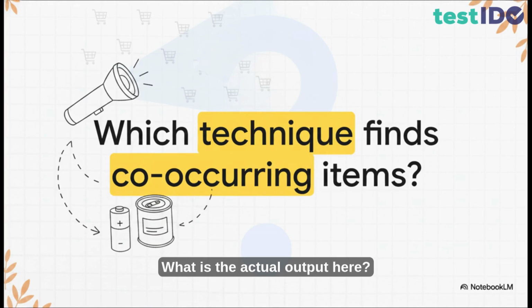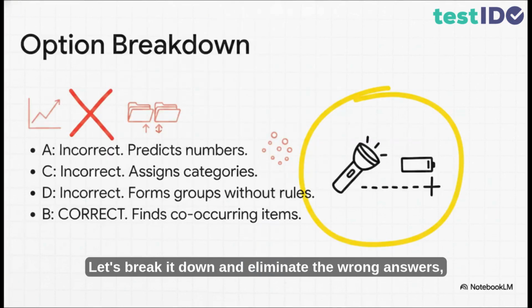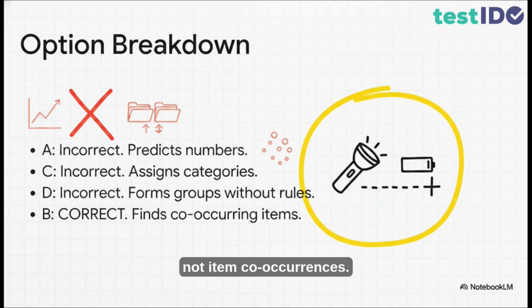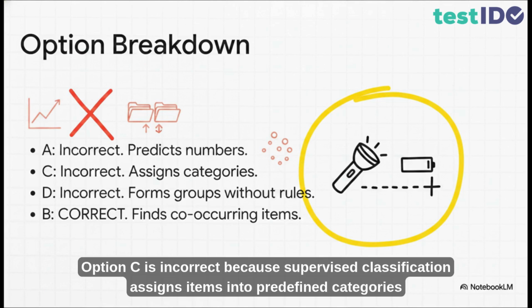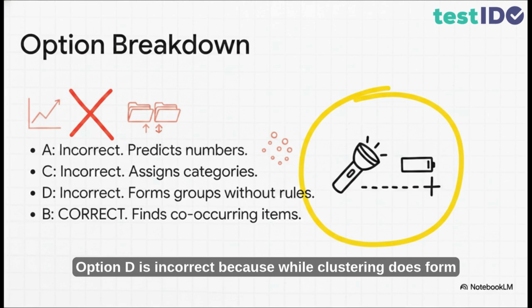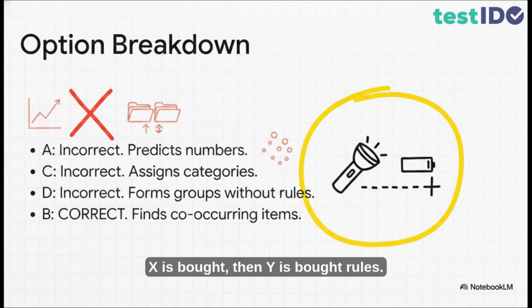Think back to those heuristics we talked about earlier. What is the actual output here? We are looking for things that happen together, right? Let's break it down and eliminate the wrong answers, just like we would if we were standing at a whiteboard. Option A is incorrect because linear regression predicts continuous numbers, not item co-occurrences. Option C is incorrect because supervised classification assigns items into predefined categories based on labeled training data, which definitely isn't happening here. Option D is incorrect because while clustering does form groups of similar data points, it doesn't give you those specific if X is bought, then Y is bought rules.